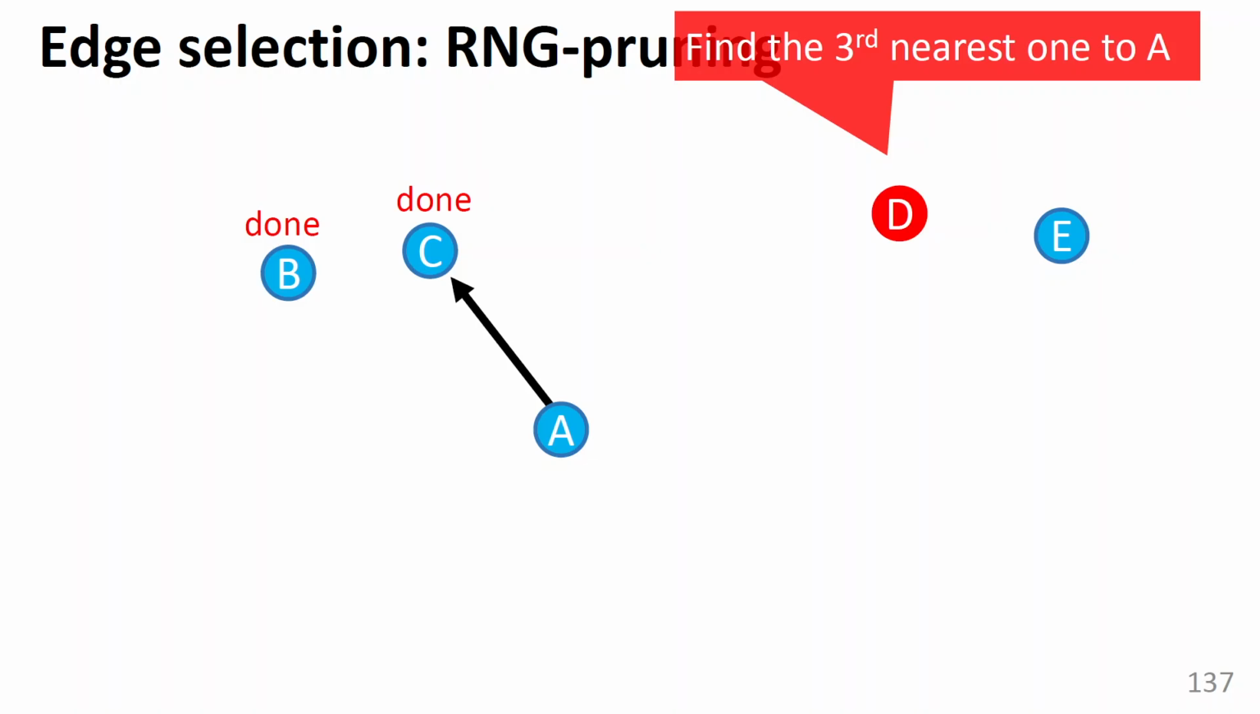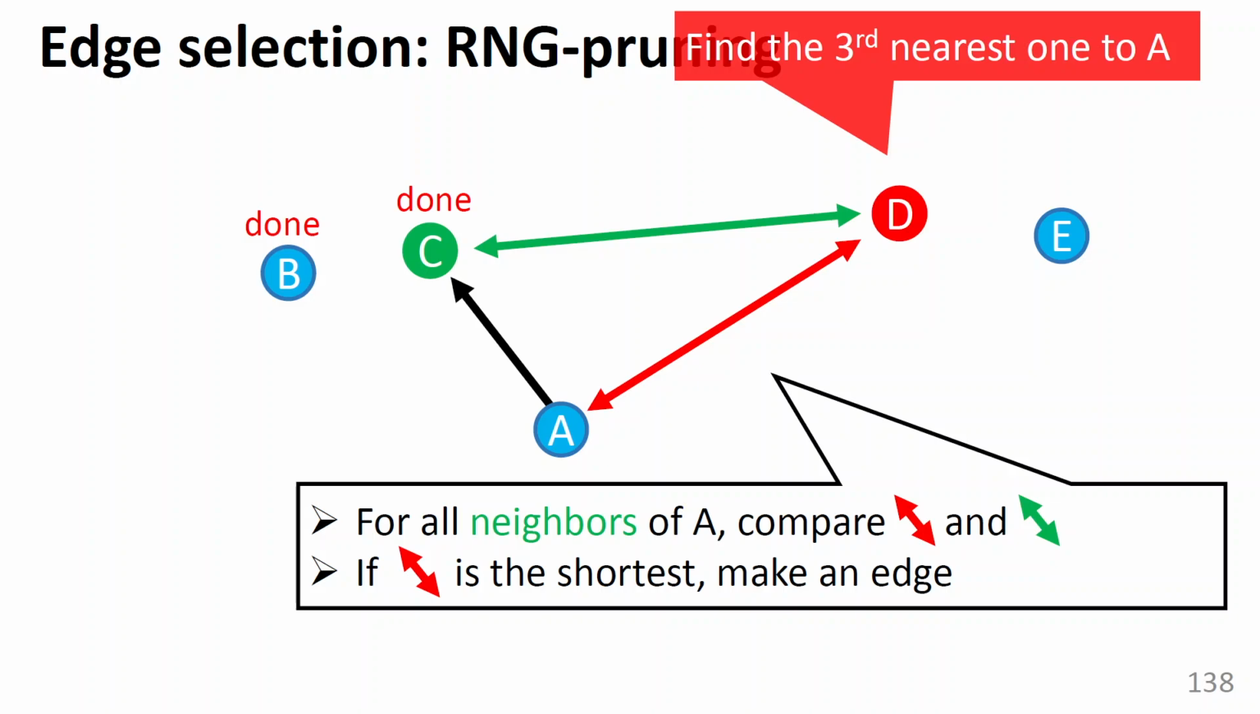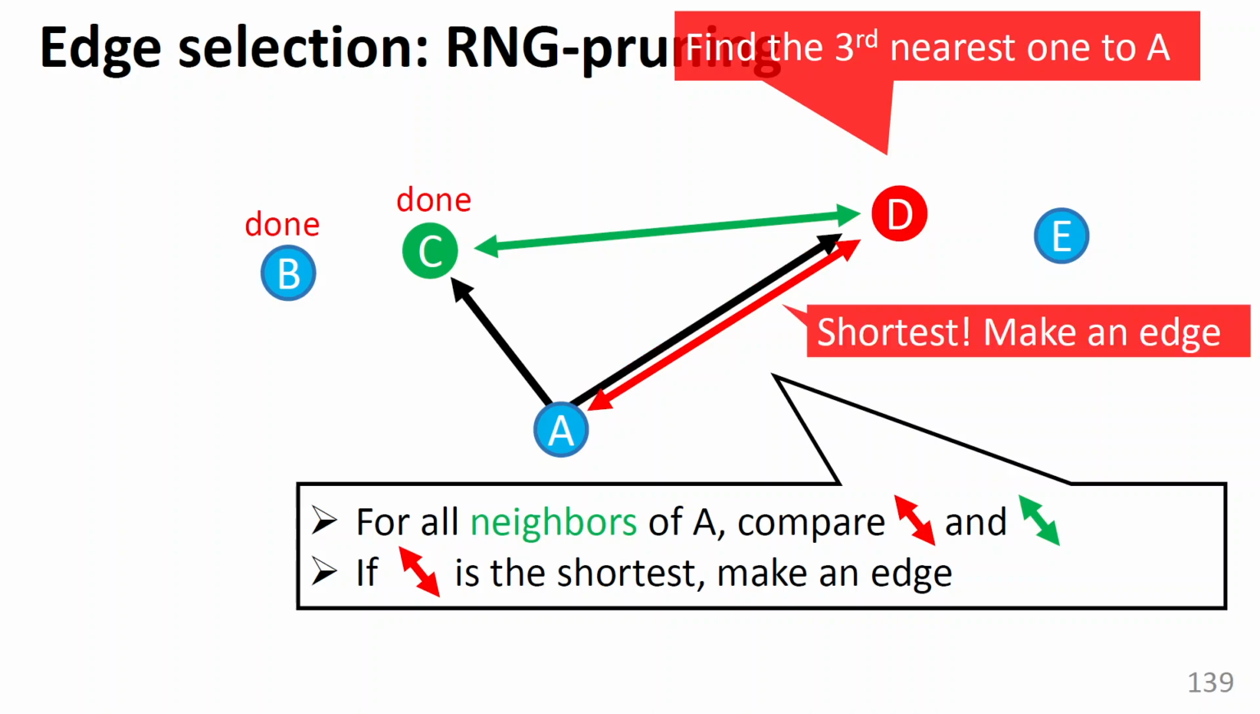Let's take the third nearest one, node D. Again, we compute the distance between A and D, and also the distance between D and A's neighbors. Currently, you only have one neighbor, C. We compute the distance between C and D. CD's distance is longer than AD. So this means we can keep AD, and we make an edge between them.